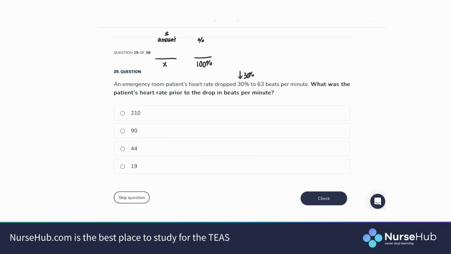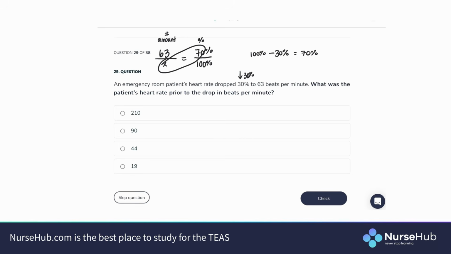The heart rate dropped 30%. So if it was at 100%, it dropped by 30%. That means the heart rate is 70% of where it was before. So 70% is actually equal to 63 beats per minute. Notice percents are all on one side, actual amounts are on the other. Now I can cross multiply and solve.